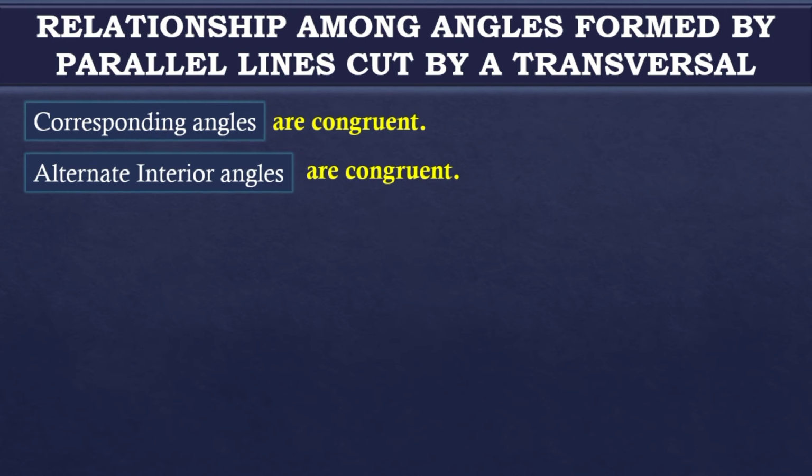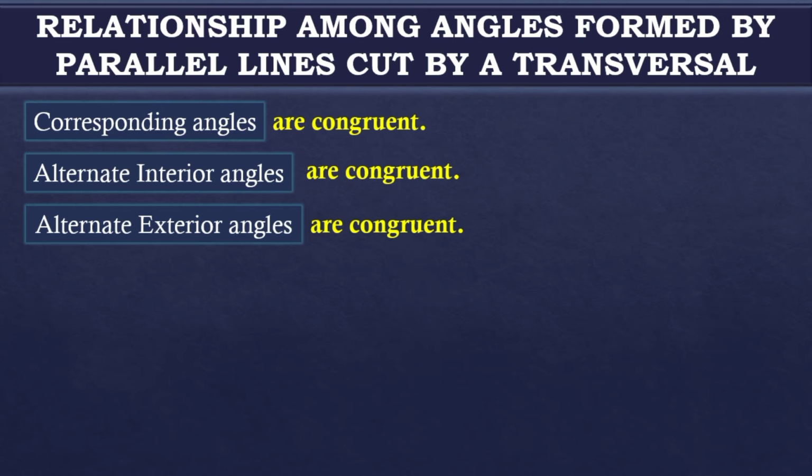We also have alternate interior angles. They are also congruent. And alternate exterior angles which are also congruent. So, pag sinabi nating alternate, ito yung nasa left and right of the transversal. So, yung isang angle mo ay nasa left ng transversal, yung isa nasa right.